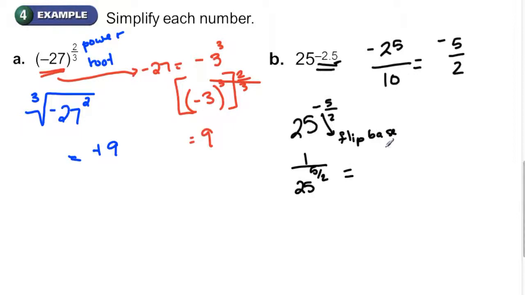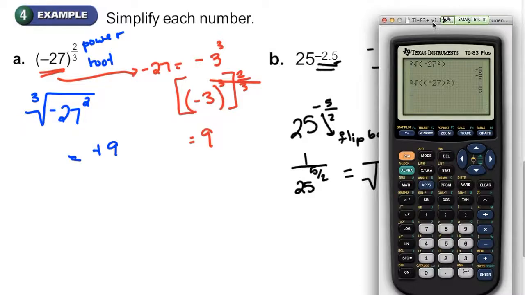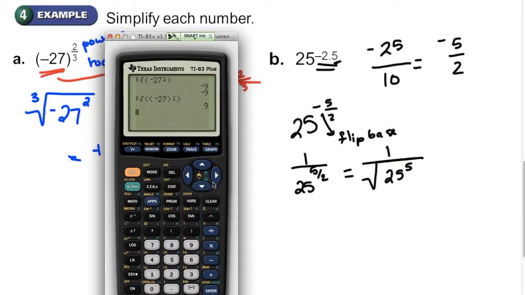Then this gives us 1 over the square root of 25 raised to the 5th power. Do I have it set up right? Okay. Sorry, let me grab my calculator. Here we go.